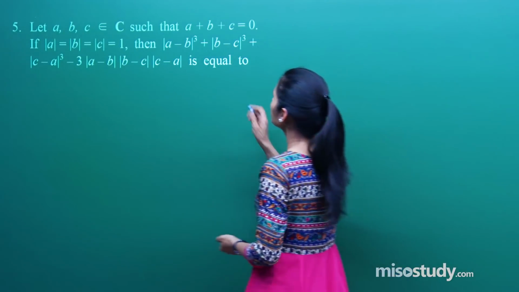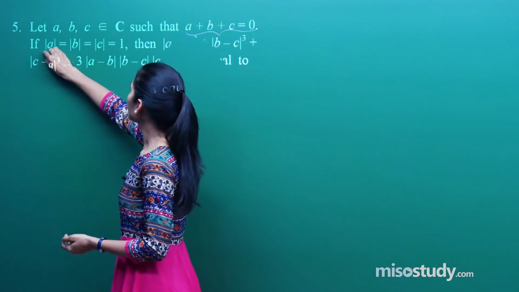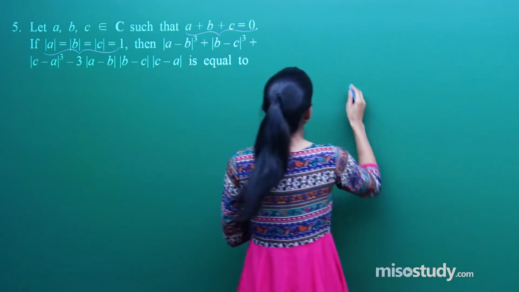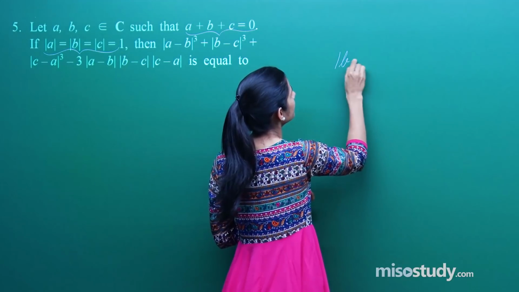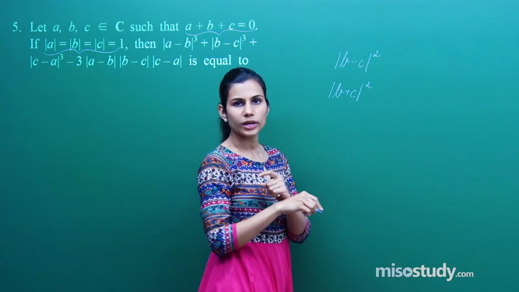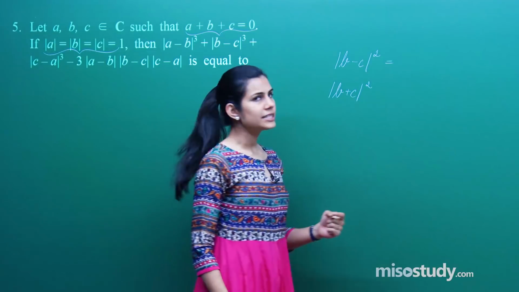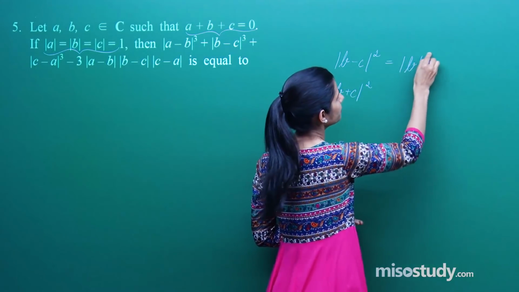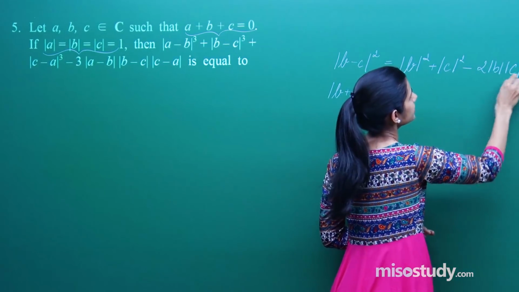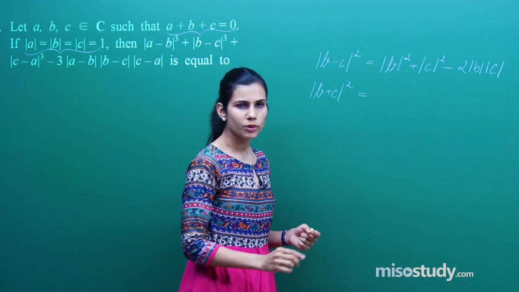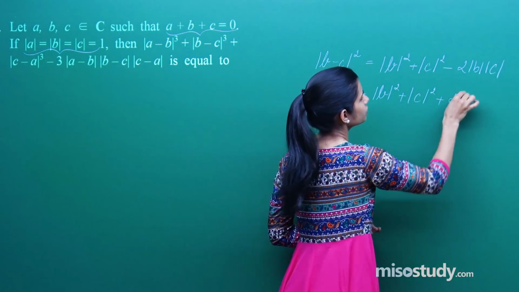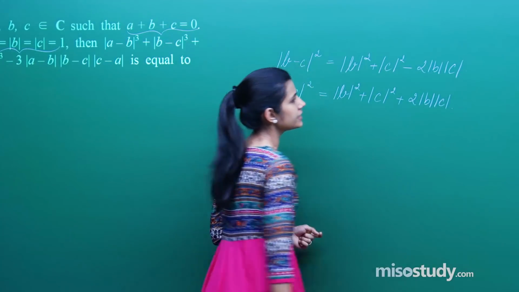Over here, if you carefully observe, 2 facts are given to us. A plus B plus C is 0 and mod A is equal to mod B is equal to mod C is equal to 1. Right now, I am able to recall something, which is mod of B minus C whole square and mod of B plus C whole square. What is modulus of B minus C whole square? It is mod B square plus mod C square minus 2 mod B mod C. And what is mod B plus C whole square? It is mod B square plus mod C square plus 2 mod B mod C.